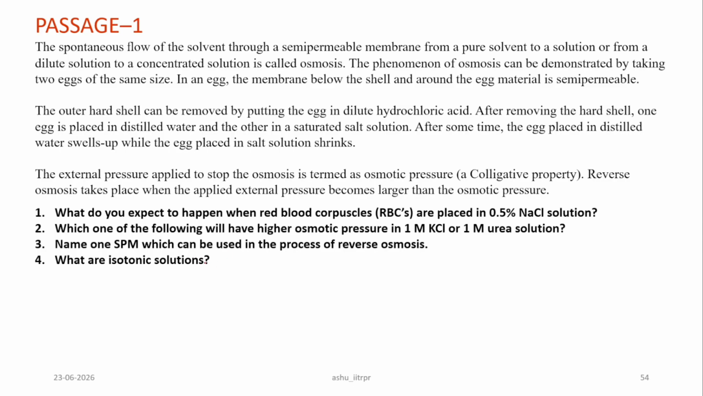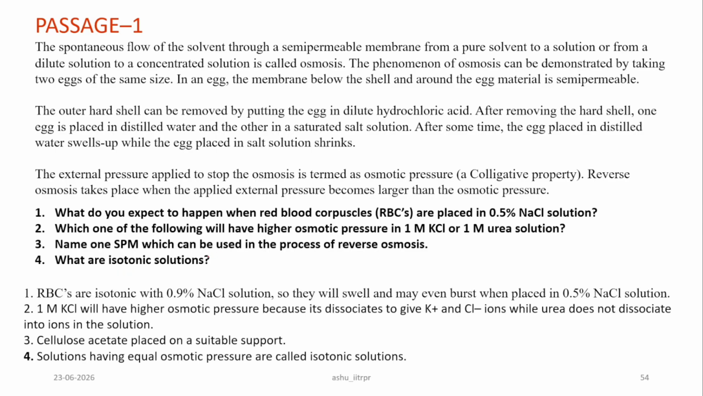Name one SPM, semi-permeable membrane, which can be used in the process of reverse osmosis. There are several membranes, animal membranes are there, but the most important one, I would say, something like copper acetate, has been asked in the CBSE board exam once. So it is a coordination chemistry question also. One cell is there which is based on this copper metal. So that has been asked. What are isotonic solutions? Isotonic solutions are the solutions which have the same osmotic pressures. Okay, so answers are also given.